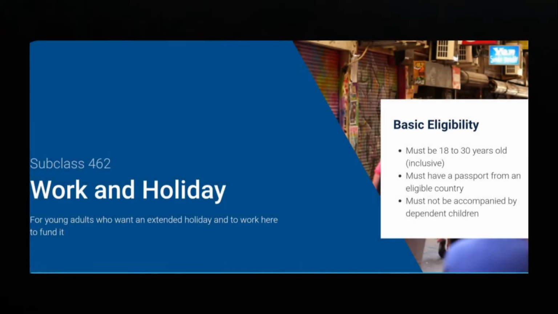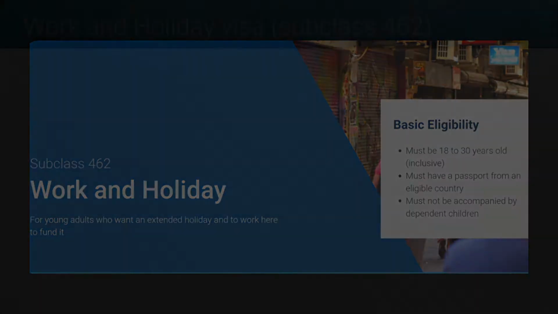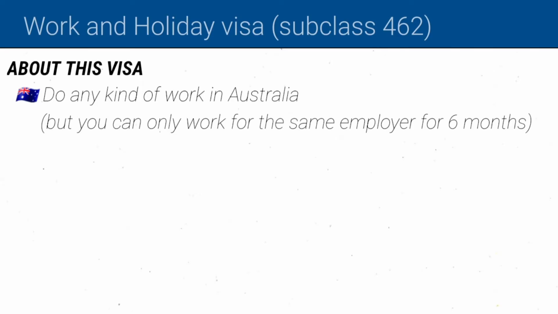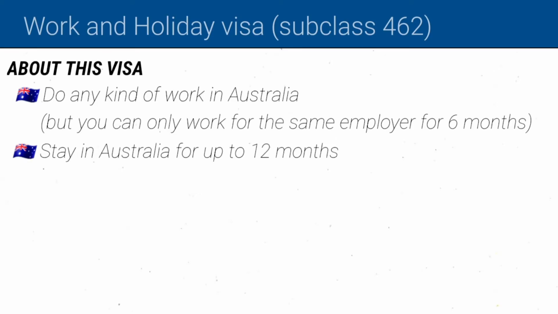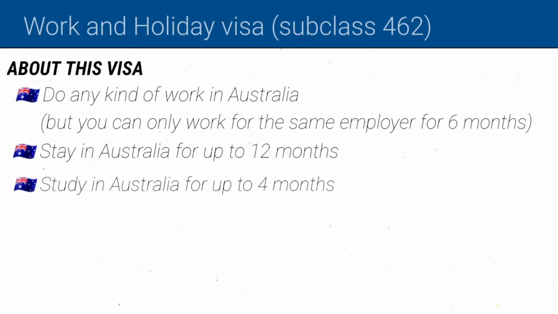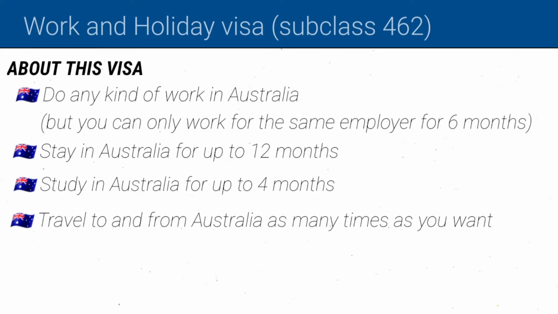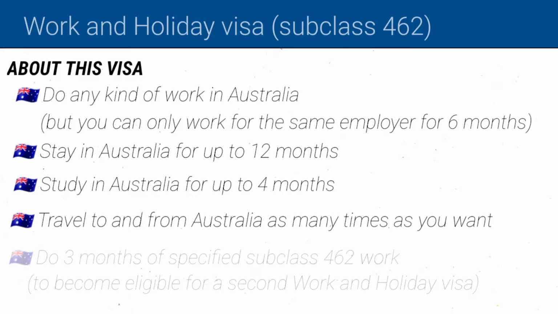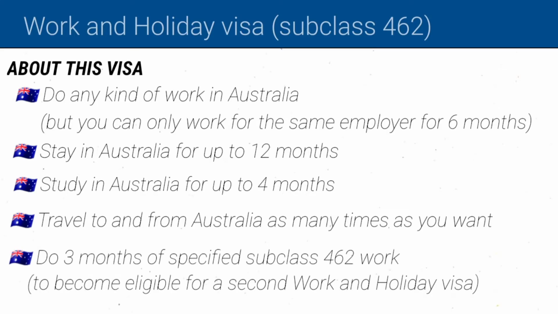Visa Subclass 462 is the first work and holiday visa in Australia. This visa allows you to do any kind of work in Australia, but you can only work for the same employer for up to 6 months. You can stay in Australia for up to 12 months, study in Australia for up to 4 months, and you can travel to and from Australia as many times as you want. And lastly, you can do 3 months of specified subclass 462 work to become eligible for a second work and holiday visa.